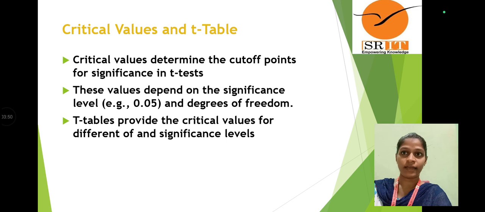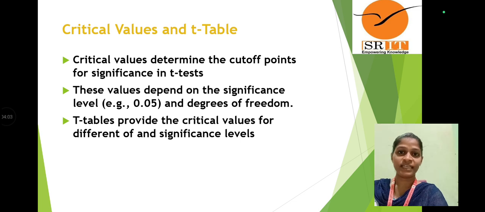Critical values and t-table. Critical values determine the cutoff points for significance in the t-test. These values depend on the significance level, for example 0.05, and degrees of freedom. The t-table provides the critical value for different levels of significance.